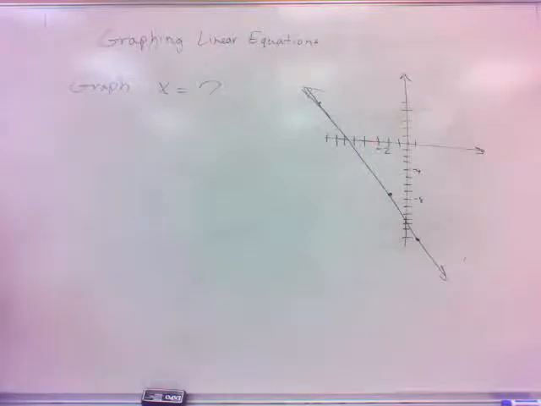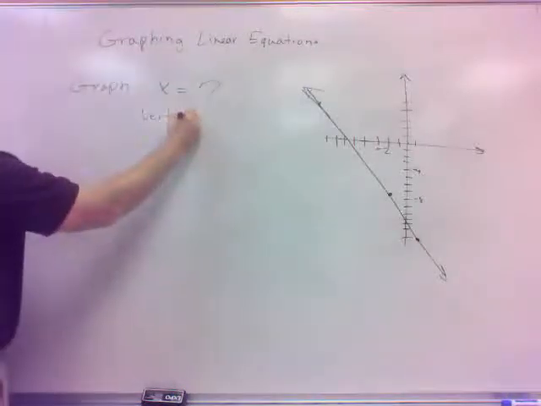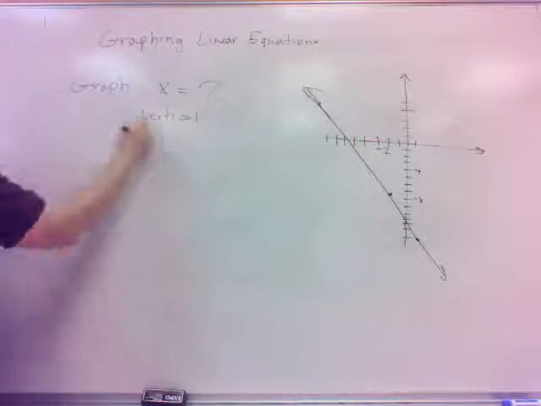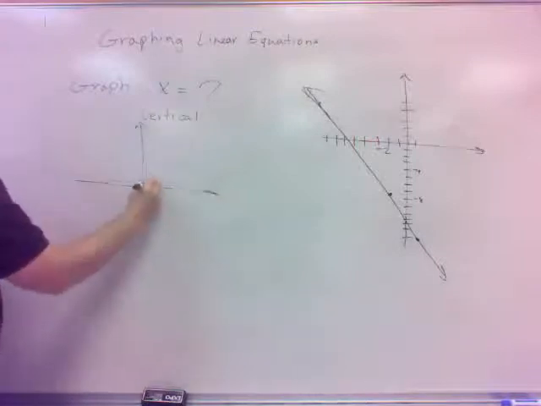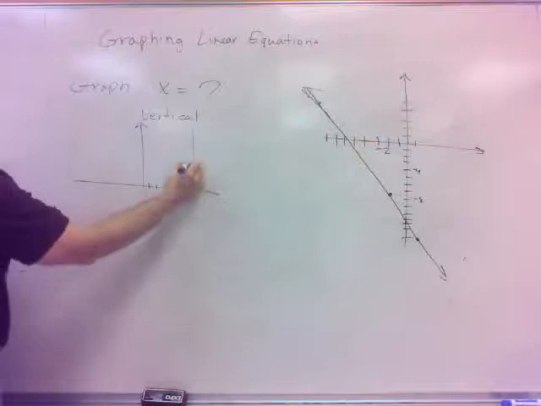And which kind do we have here? Well, the special ones I call special are horizontal or vertical. And this one, x equals a number, is vertical. So this is a vertical line. X equals a number is vertical. And so that's really all you need to know.